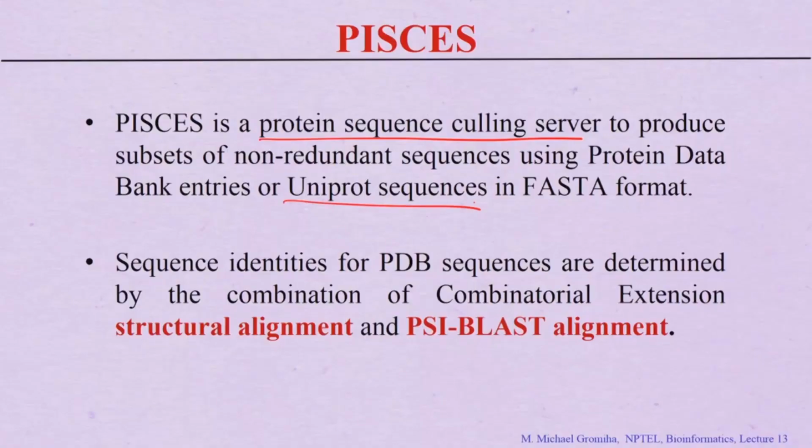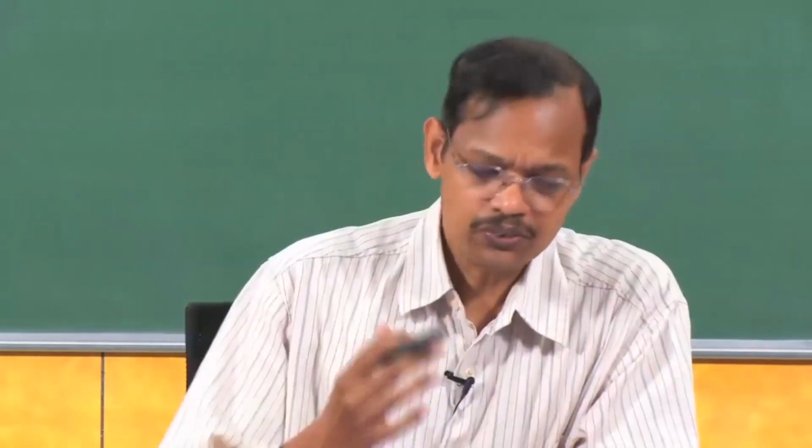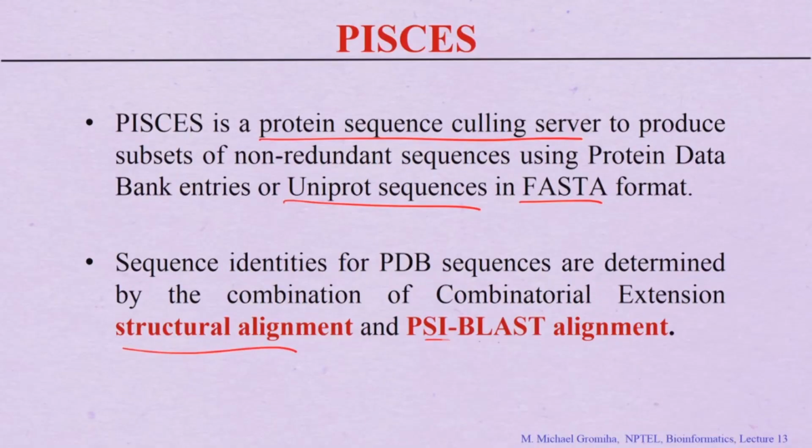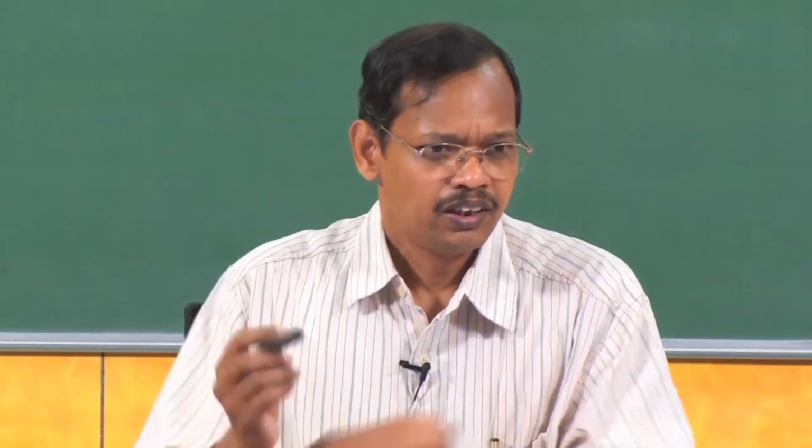For example, if you want to give your own sequence, you can give the UniProt sequences in FASTA format. If you want to compare with the existing ones, then you can use the existing PDB data, compare, and get the non-redundant sequences. So, how do they get this non-redundancy? If you have the PDB sequence, they use structural alignment and PSI-BLAST alignment. So, what is PSI-BLAST alignment? This is a kind of multiple sequence alignment, a position-specific iterated BLAST alignment.